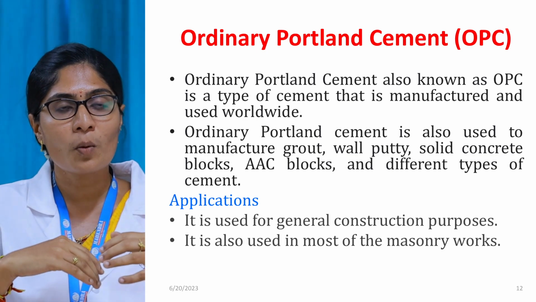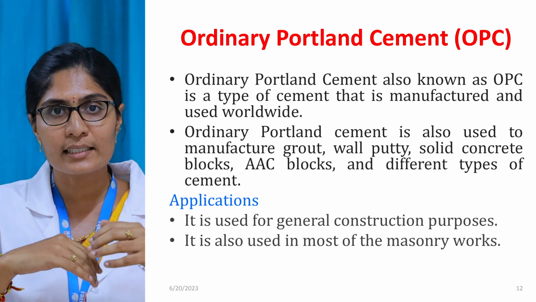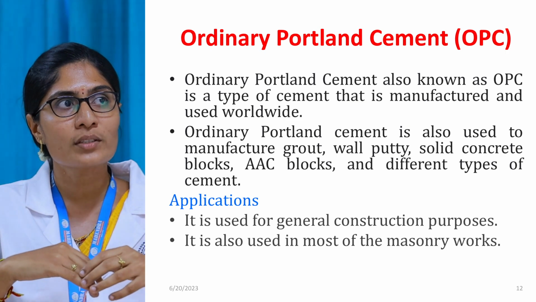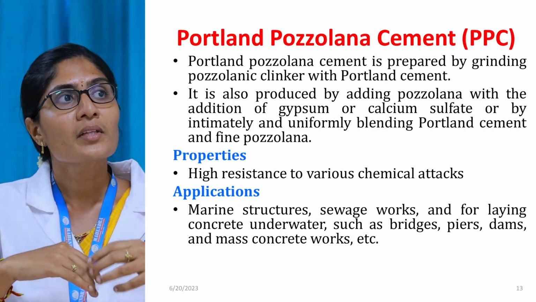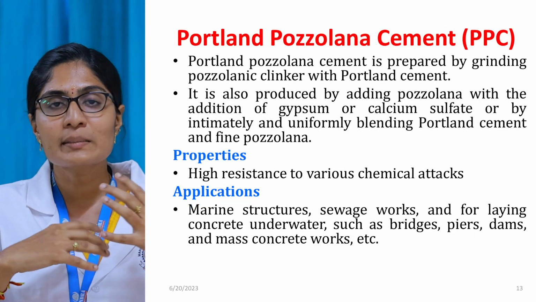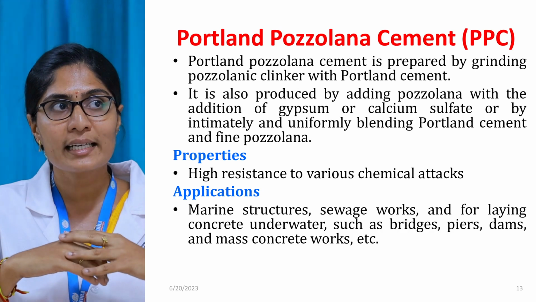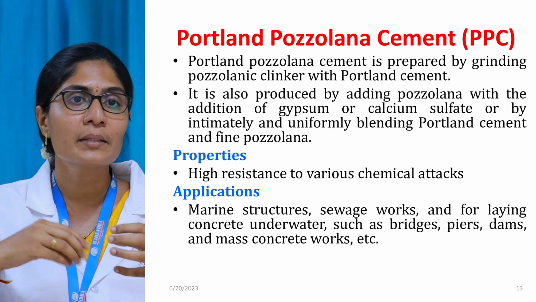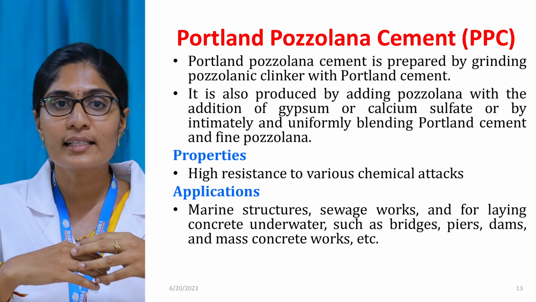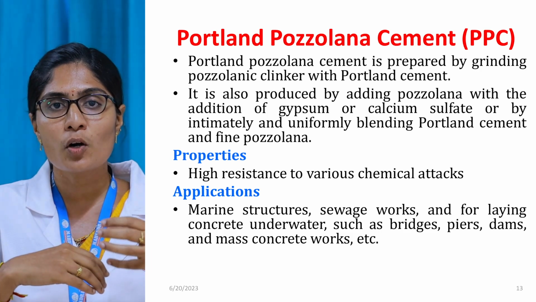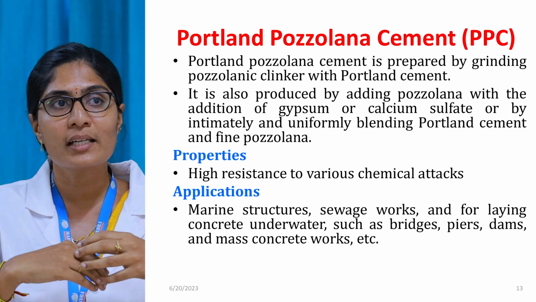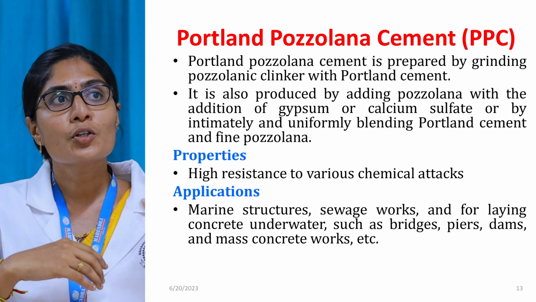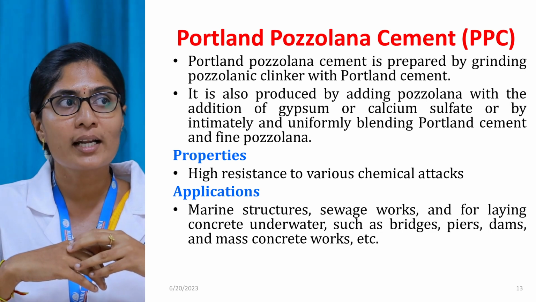So in order to compensate for that and to mitigate this carbon dioxide emission, Portland pozzolana cement was introduced. Portland pozzolana cement is prepared by grinding pozzolanic clinkers with Portland cement. Pozzolanic materials are nothing but fly ash, silica fume, GGBS, and industrial byproduct waste that are rich in silica and alumina. Those ingredients can be mixed with the cement for the manufacturing of Portland pozzolana cement.